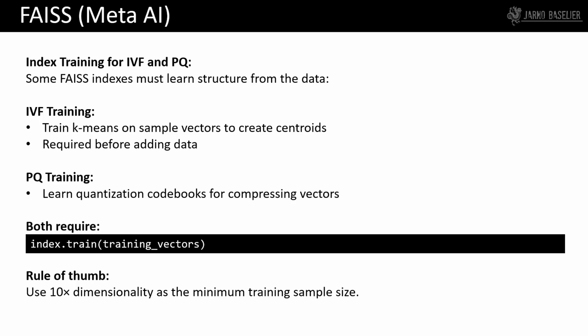Index training for IVF and PQ. Some FAISS indexes must learn structure from the data, because that's exactly what we said before. These methods require training. IVF training: train k-means on sample vectors to create centroids, and this is required before adding data. And PQ learning: learn quantization codebooks for compressing vectors. Both require index train, in this case, on the vectors that need to be trained. The rule of thumb here is to use 10 times the dimensionality as a minimum training sample size.